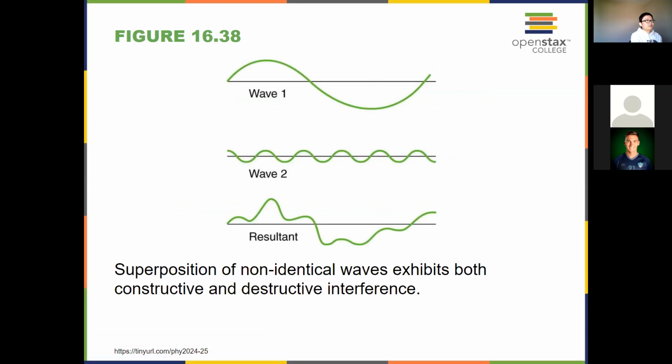In general, you don't always get identical waves, or exactly opposite waves. So in general, you may have wave 1 like this and wave 2 like this. The two add up, and the resultant becomes something like this. So basically, this one plus that one.